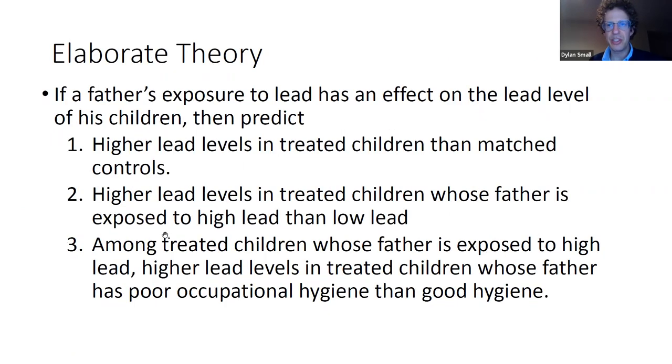An elaborate theory would say, in the actual study, it was just men who were working at the battery factory. So it's a father. If the father's exposure to lead has an effect on the child's lead, then thinking about the elaborate theory, what are the different consequences? The most basic thing is we'd expect higher lead levels in treated children than matched controls. Treated children are children whose father worked in the battery factory.